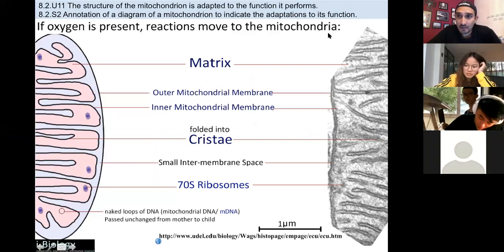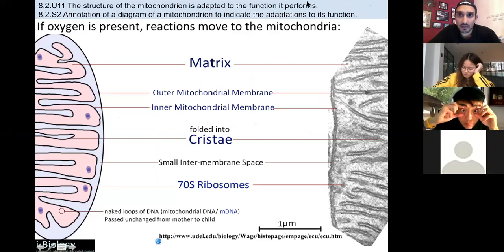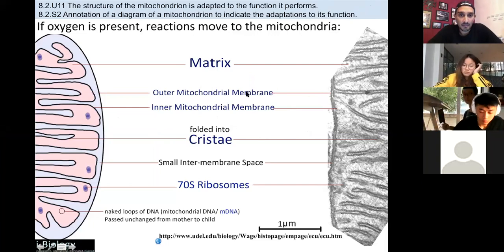Matrix. These are two different images, one an electron micrograph and one just a drawing like the one you probably just did. So: outer membrane, inner membrane, cristae, intermembrane space, and 70S ribosome.